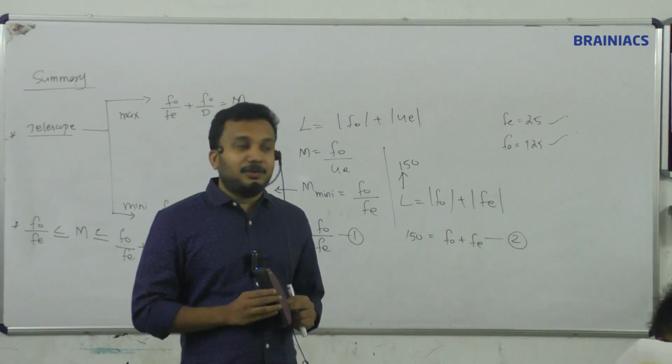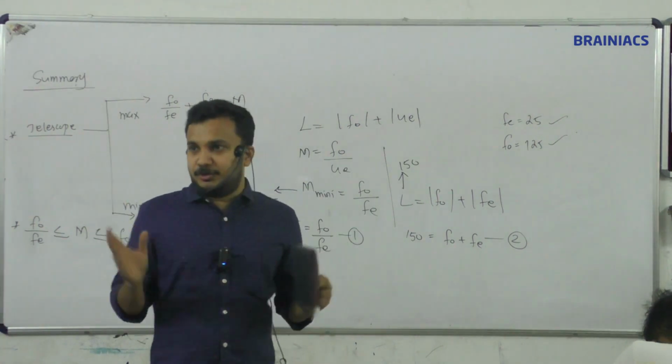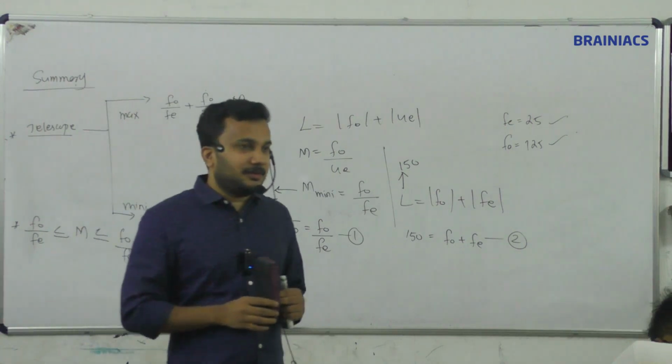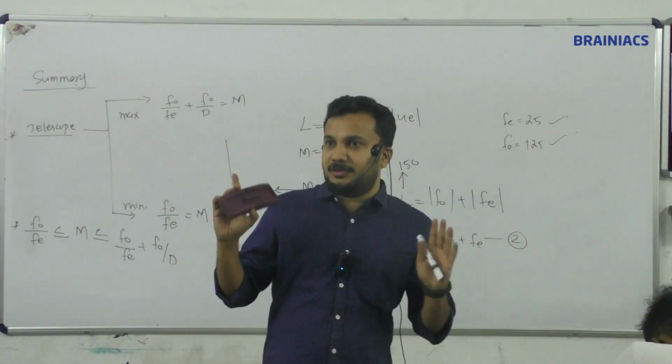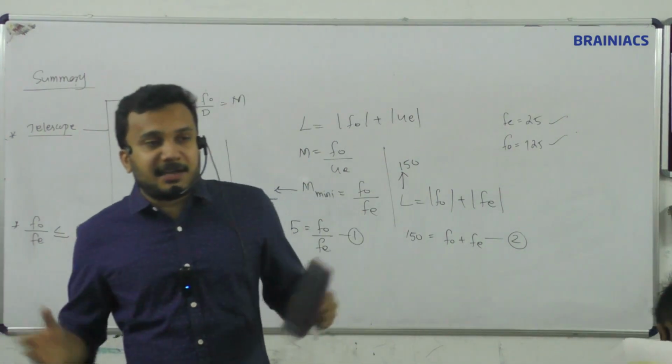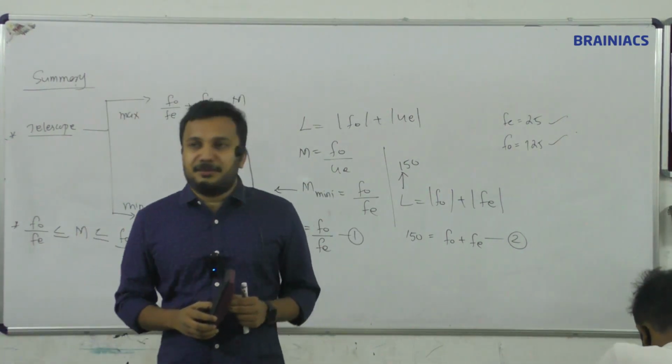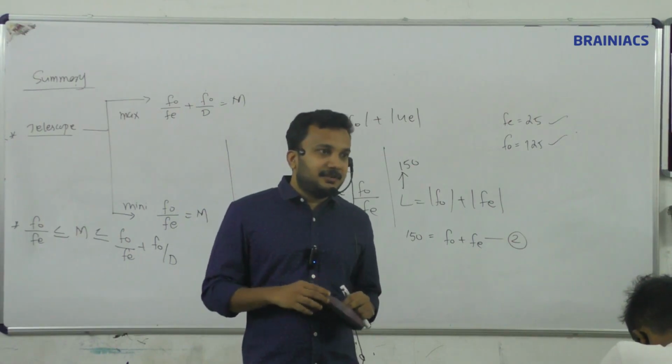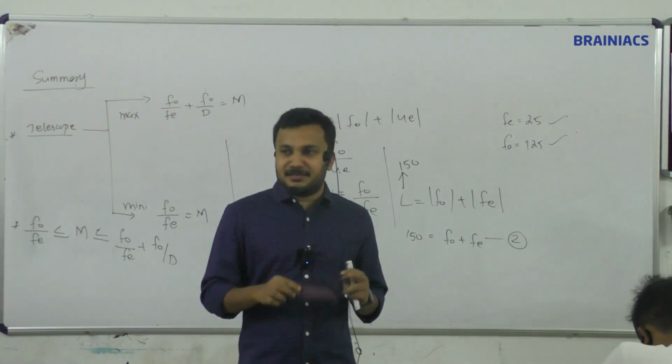D by UE or U naught. U naught is UE for the objective, whatever lens is there, UO. Maximum magnification formula is 1 plus D by F. Minimum magnification is D by F. This is the minimum case.